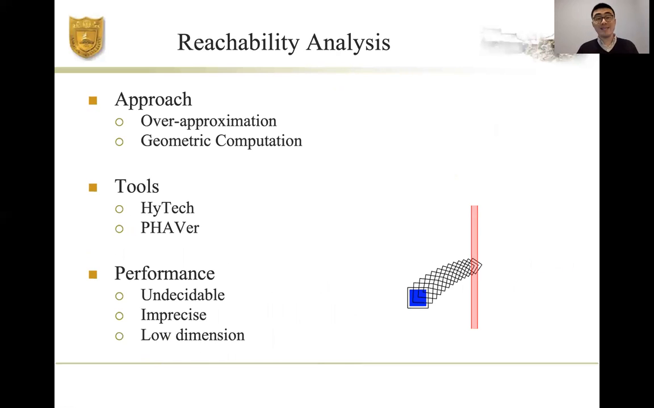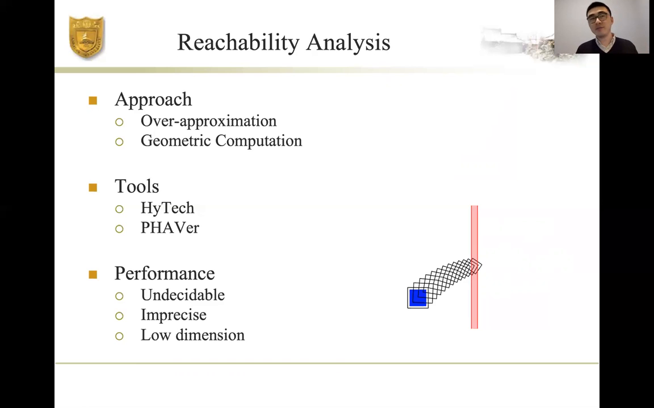Okay, so now we see the approach. For the general approach, most studies use over-approximation, like polyhedra or zones, to do the over-approximation of the state space of each location. Then they compute a geometric computation to see what will be the state space of the next step, and so on until they find a fixed point. And we can see lots of famous tools using such methods, like HyTech, and so on.